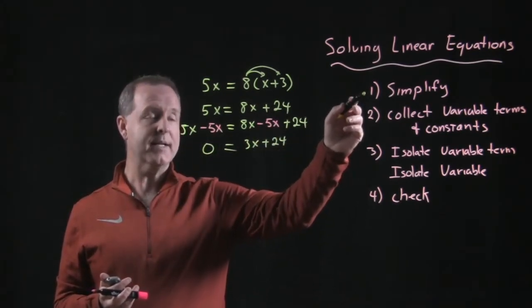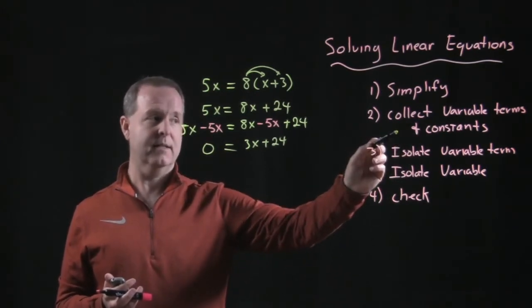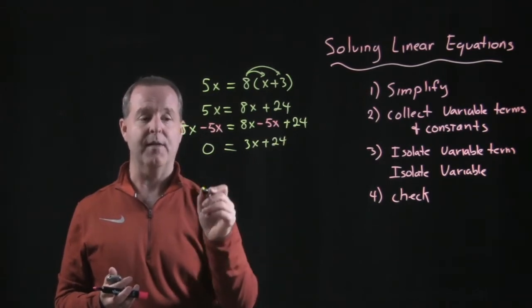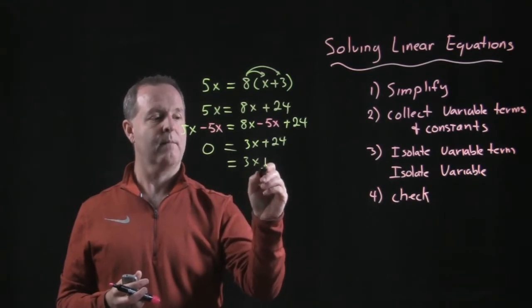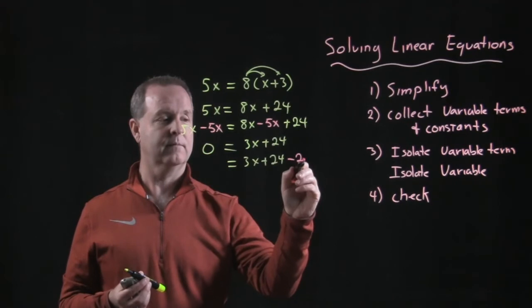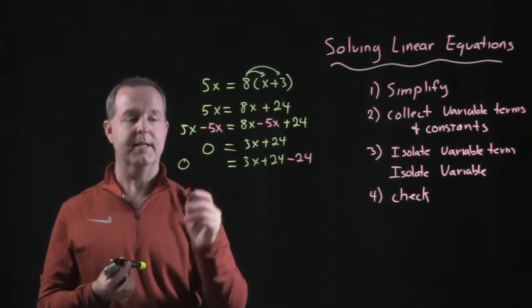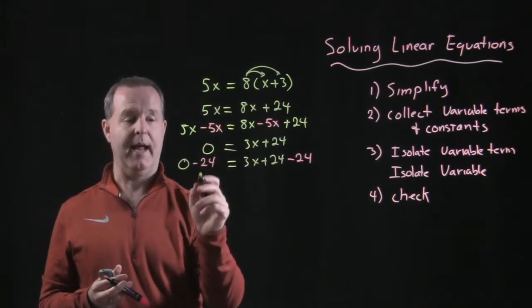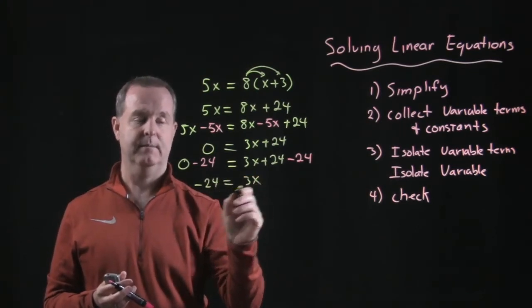So our goal and our process is still in play. We want to collect the variable terms and the constants all on their own sides. I need to collect this 24 and move it to the other side. So how do we do that? Let's add a negative 24 to this side. And on the right side, I have 0 plus a negative 24. So then, as I simplify, I have a negative 24 equals a 3x.